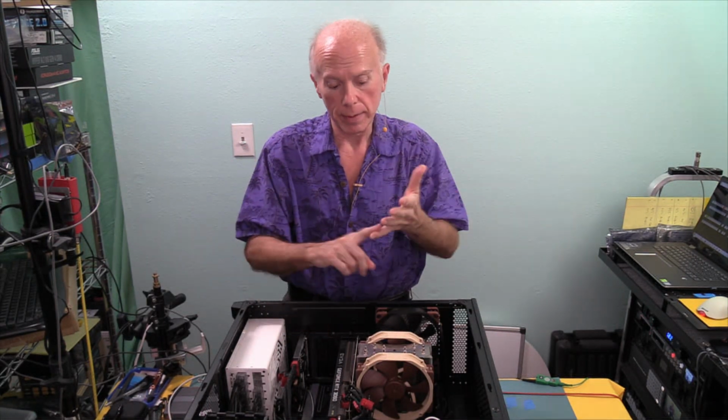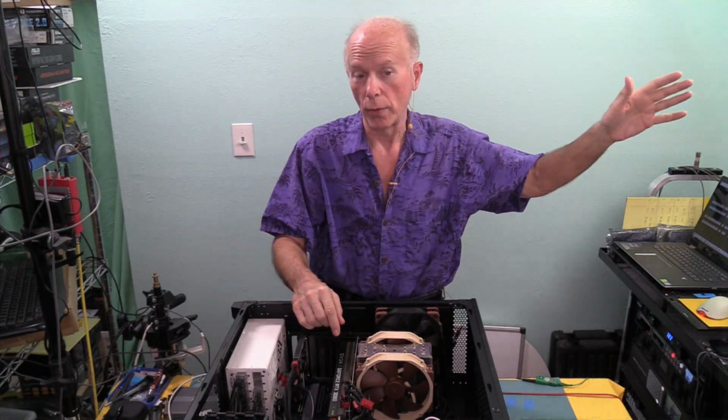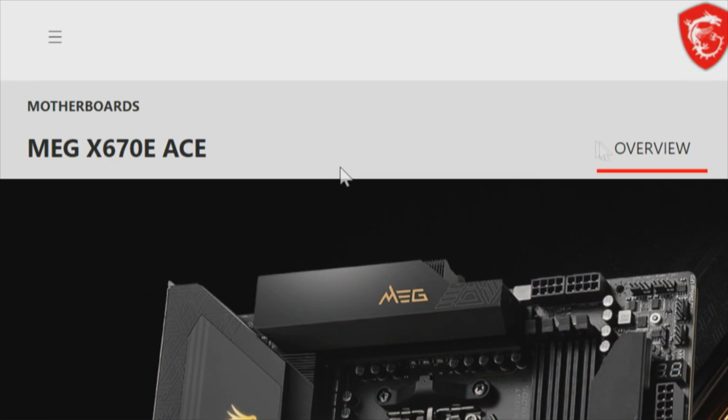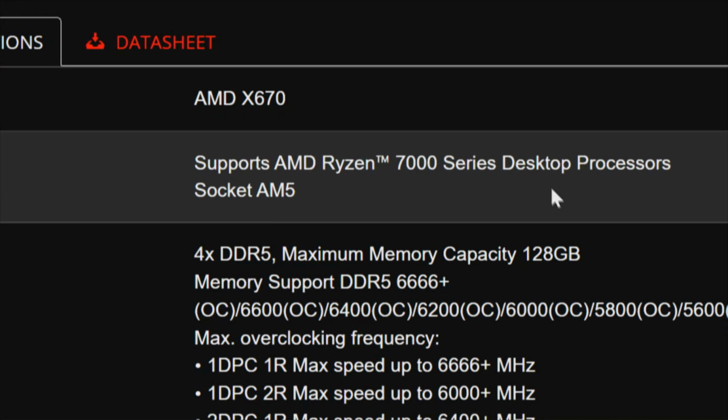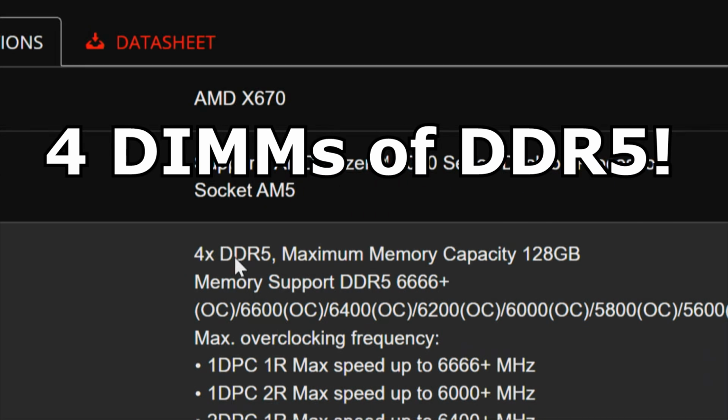So as we look at the motherboard, CPU, and chipset, let's start with the motherboard. And the first place we're going to start is not the overview, but we're going to go to specs. And starting at the top of the list, this supports the Ryzen 7000 processor, and that matters. We're going to look at the specs on that. This will support 4 gigs of DDR5.